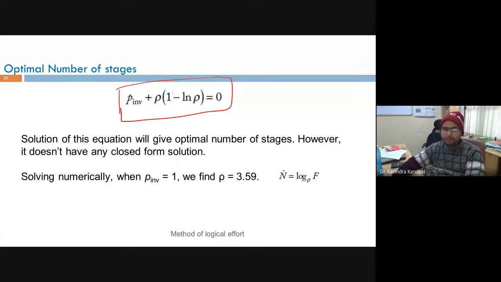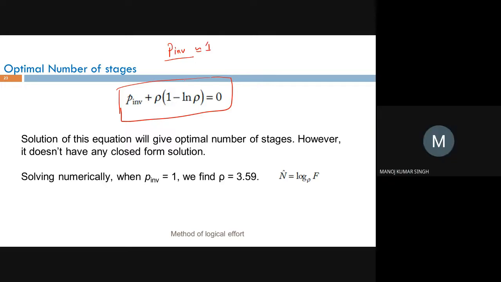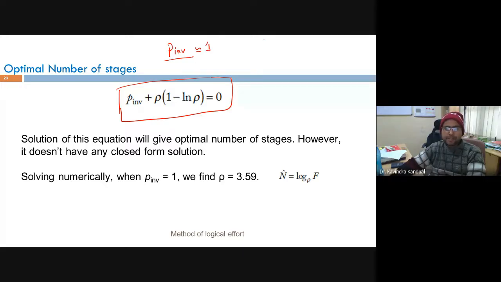So if I tell you, usually you know the P inverter, the parasitic delay of an inverter, is approximately 1 in conventional technologies. If it is SOI, silicon on insulator technology, it is almost 0.6 or so. But just to solve this equation, let's say P inverter is 0. What will be the value of rho?